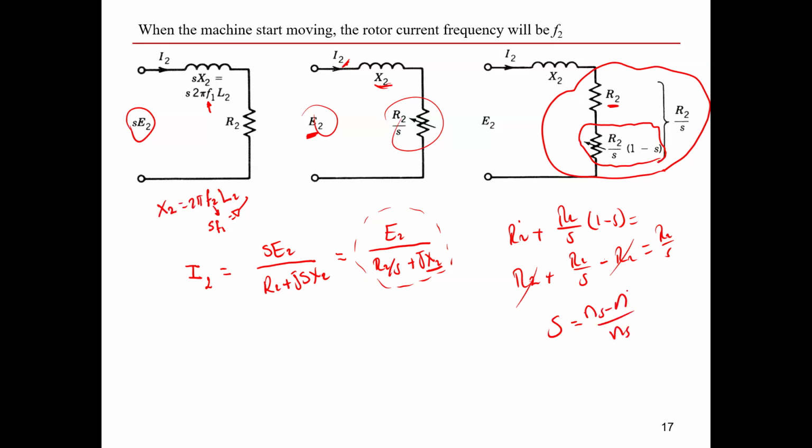So if N is 0, this means S equals NS divided by NS, which is unity. So if the machine is at standstill, S equals 1. If you substitute here at S equals 1, this term is going to be 0. So this is not a physical resistance, but just a term that comes because of the operation of the machine. So this is now the rotor equivalent circuit.